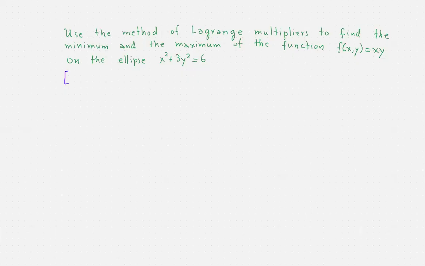Okay, so here's another problem with the method of Lagrange multipliers. We wish to find the minimum and the maximum of the function xy on the ellipse x squared plus 3y squared is equal to 6.